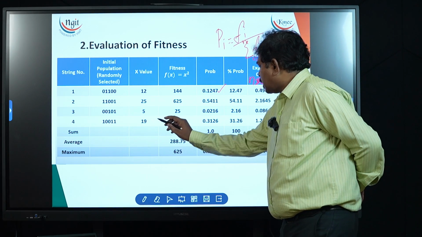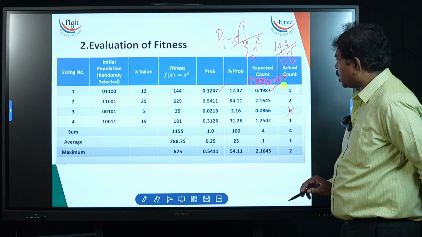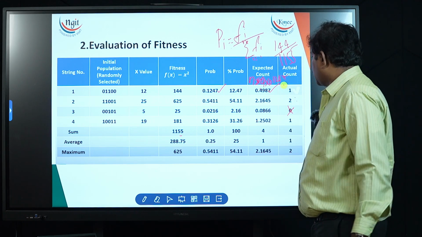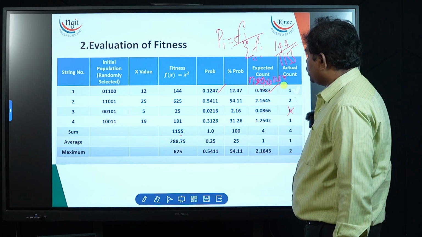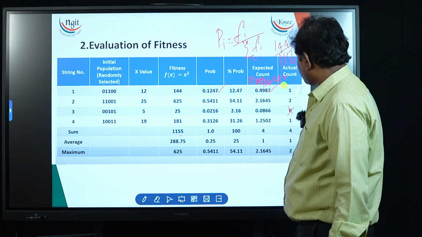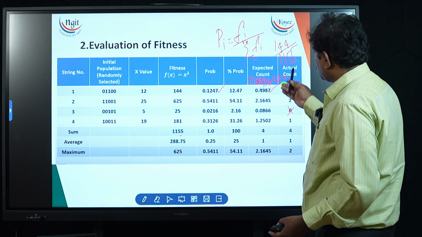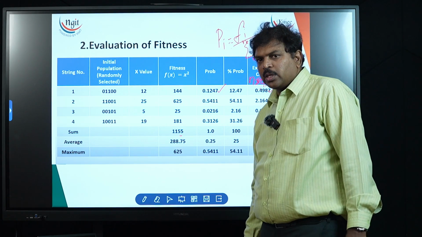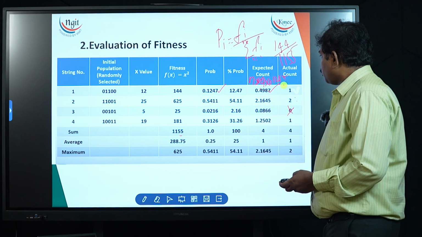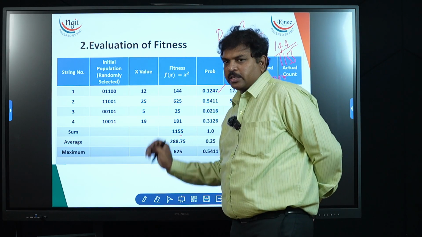Now see, the third sample I got a count of 0, that means this is not fit for a parent to cross over. So I take 1, 2, 1, and the highest point is there. The second one has the highest count value. This is like a human; the actual count tells the strength, whether they are able to reproduce or not. Now this is the second step in genetic algorithm, evaluation of fitness.